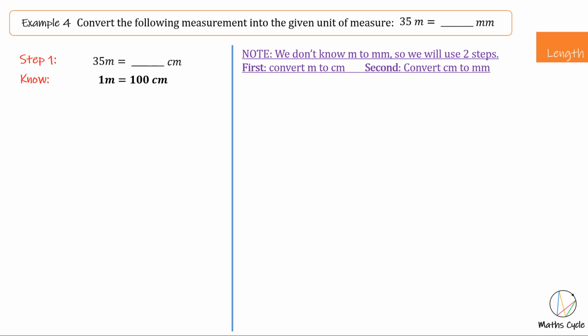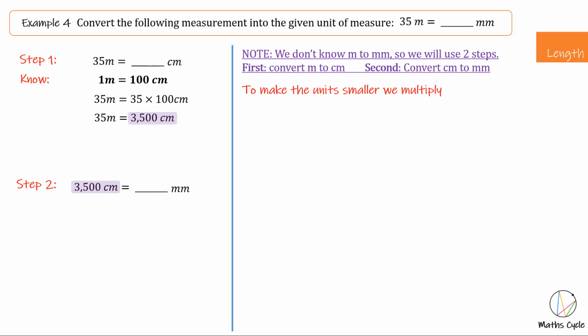What do we know about meters and centimeters? We know that 1 meter equals 100 centimeters. If I know that 1 meter equals 100 centimeters, well, how many is 35 meters? So let's multiply by 35. So you can see we're multiplying there. Okay, so do that on your calculator. 35 meters equals 3,500 centimeters. Okay, so I know that the 35 meters equals 3,500 centimeters, but I have to take those centimeters now and make them into millimeters for step 2.